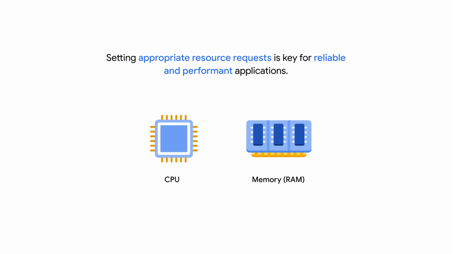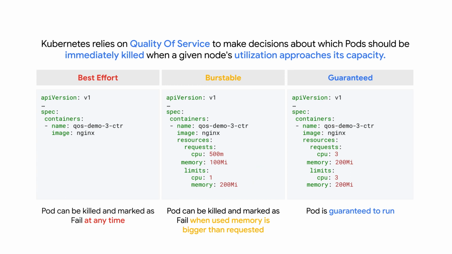Let's investigate how resource requests play a prominent role in making your applications reliable, performant, and cost-effective. Kubernetes uses CPU and memory requests for bin packing, scheduling, cluster autoscaling, and horizontal workload autoscaling, and resource requests to classify a pod's quality of service (QoS) class. When Kubernetes creates a pod, it assigns one of these quality of service classes to the pod. Kubernetes relies on the pod's quality of service class to make decisions about which pods should be immediately killed when a given node's utilization approaches its capacity.